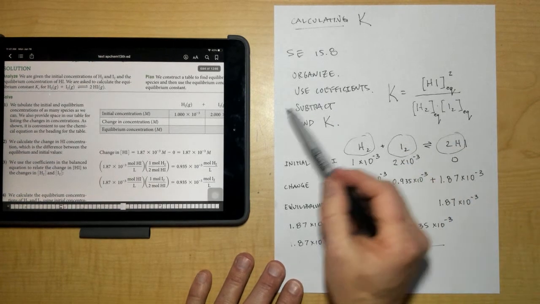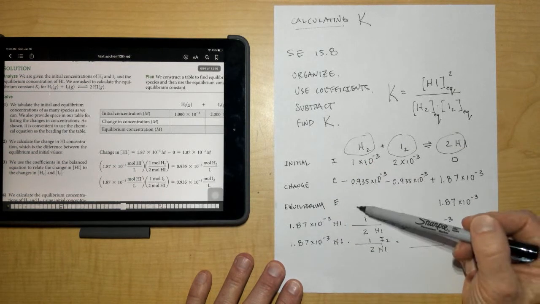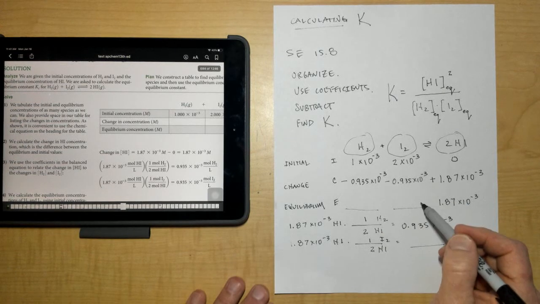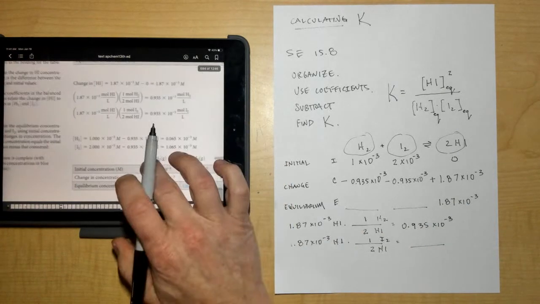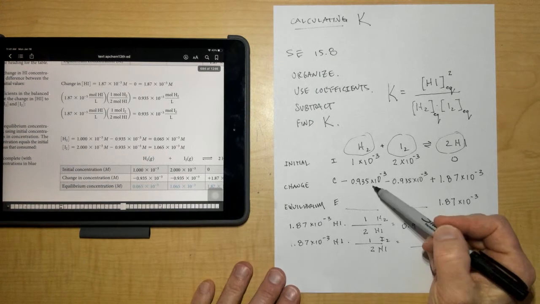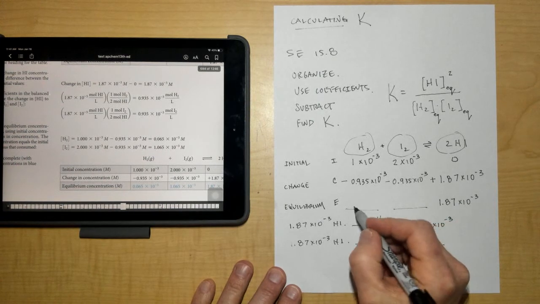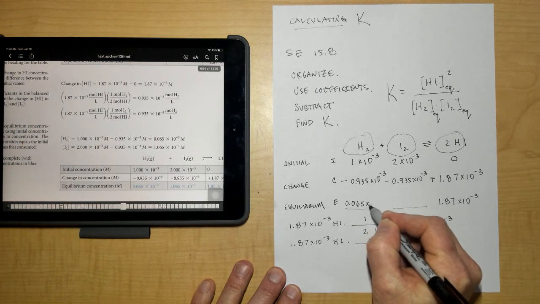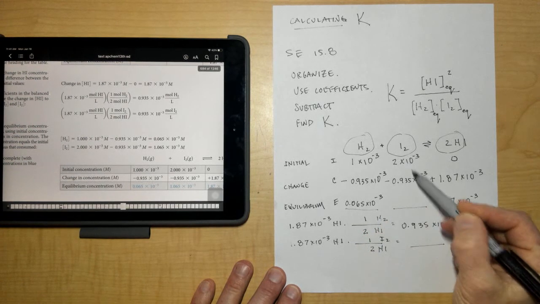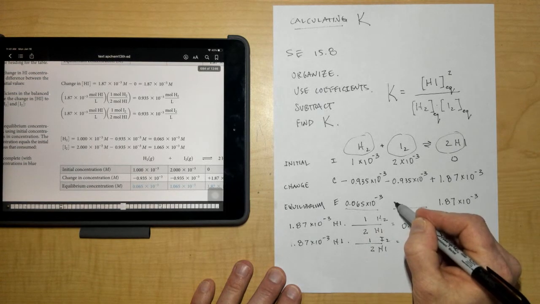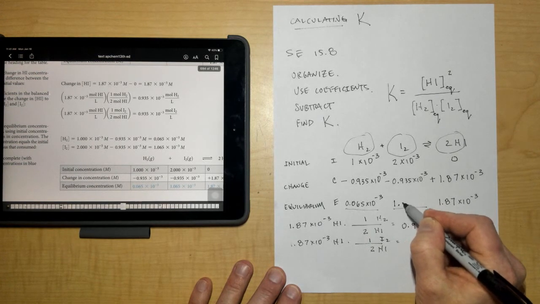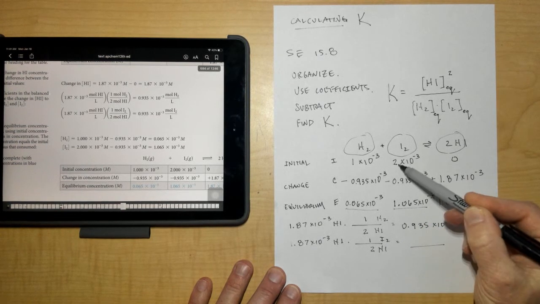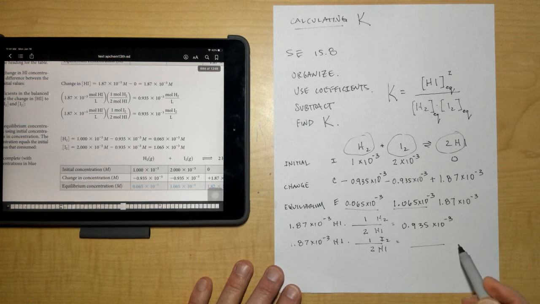And now we can go ahead and do the subtraction. This minus this gives us our amount at equilibrium. This minus this gives us our amount at equilibrium. The math is done for us right here, so you can try it on your calculator if you want, but in the end, H2 ends up being 0.065 times 10 to the negative third, and iodine ends up being 1.065 times 10 to the negative third. Notice this one was 2 times 10 to the negative third right here.